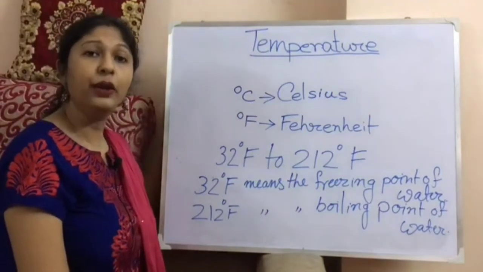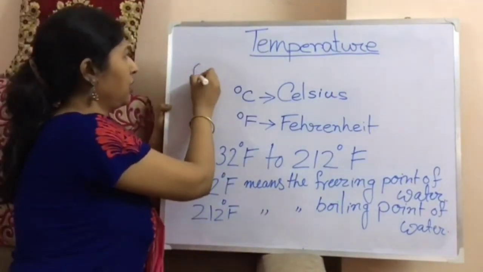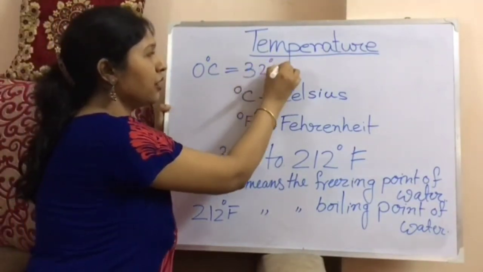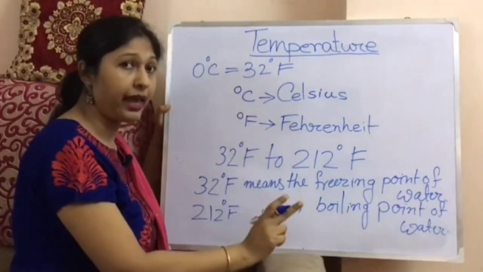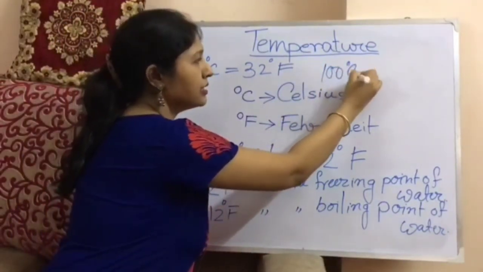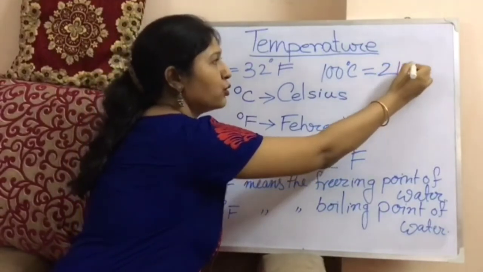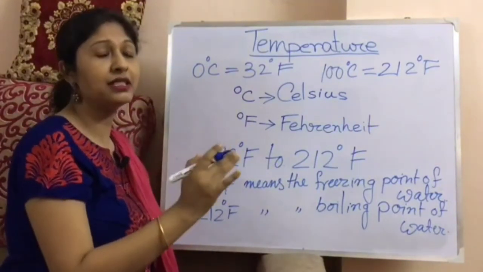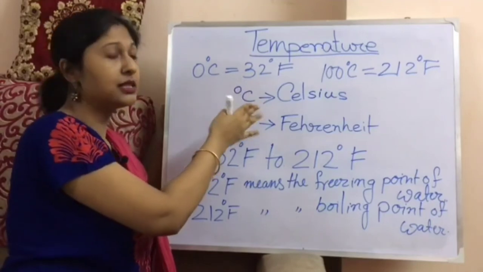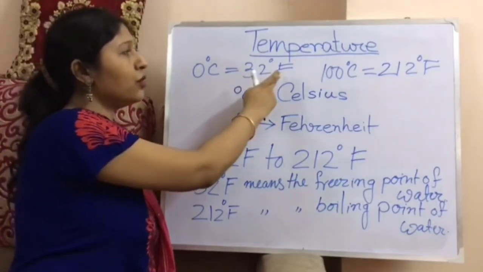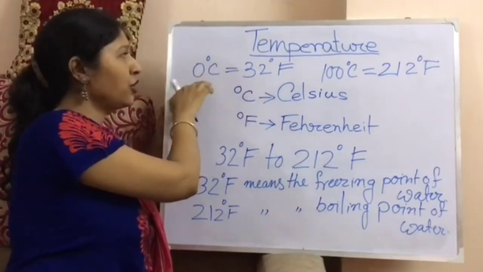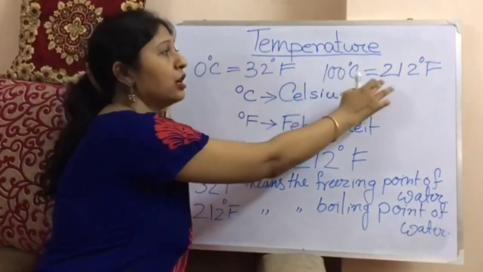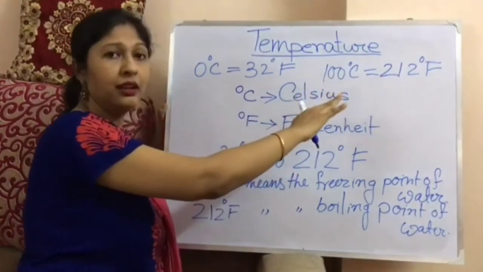So from here we can understand that 0 degree Celsius is equal to 32 degree Fahrenheit. In the same way, 100 degree Celsius is equal to 212 degree Fahrenheit. The only difference is that there are two different scales, Celsius and Fahrenheit, but the values 0 degree Celsius and 32 degree Fahrenheit are the same, and 100 degree Celsius and 212 degree Fahrenheit are equal.